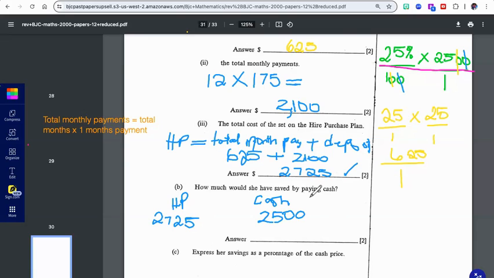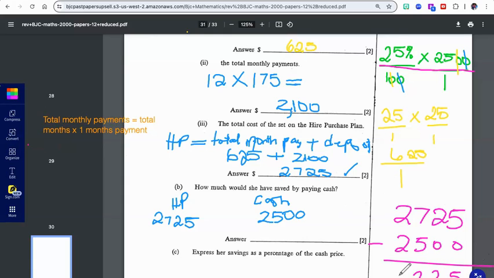So it says, how much would she have saved by paying cash? If she paid cash, then she would have saved. You can see that because the hire purchase will always be more. So what you would have to do is subtract the two. So on the side, I'm going to subtract the two. That would be $2,725, this was her hire purchase, subtract the cash price, which was $2,500. And you can see right away here that she would have saved $225. She would have saved that.